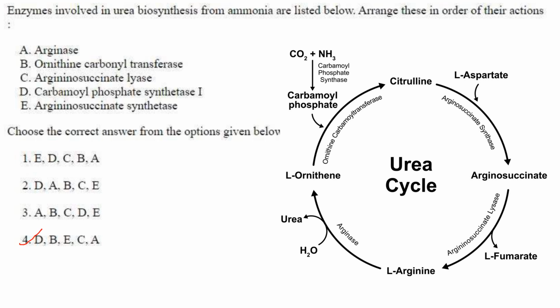So the answer here is, first will be carbamoyl phosphate synthetase 1, that is D. So D is there in option 2 and 4. 1 and 3 can be ruled out. Then comes ornithine carbamoyl transferase, B. After D it is B. So answer is option 4. Argininosuccinate synthetase E. Then argininosuccinate lyase C. Then arginase A. So the answer here is D, B, E, C, A.